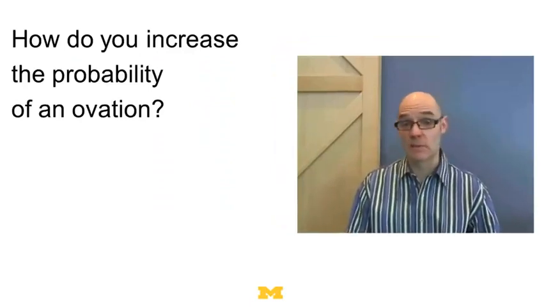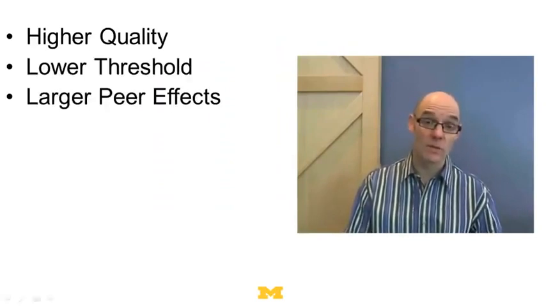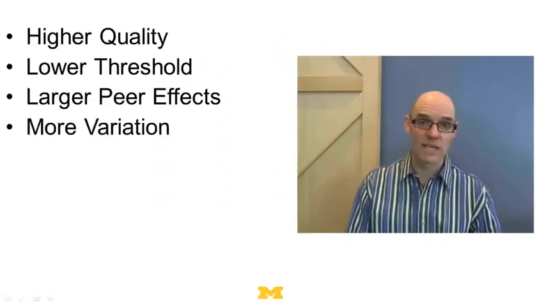Okay, so what do we got? How do we increase the probability of a standing ovation, right? We had the 4 we had before. Higher quality show, lower thresholds, larger peer effects. Those are the obvious ones, right?